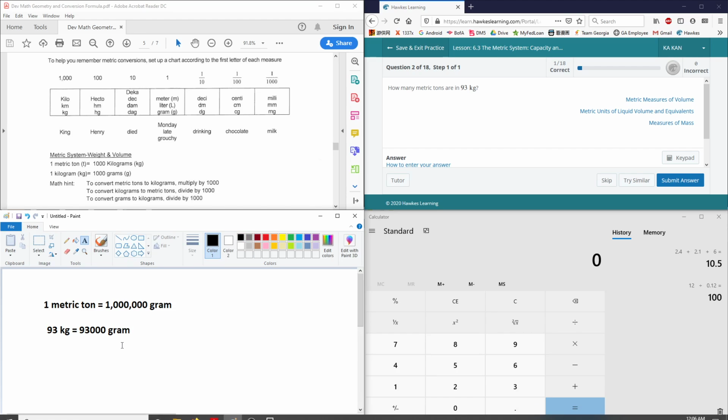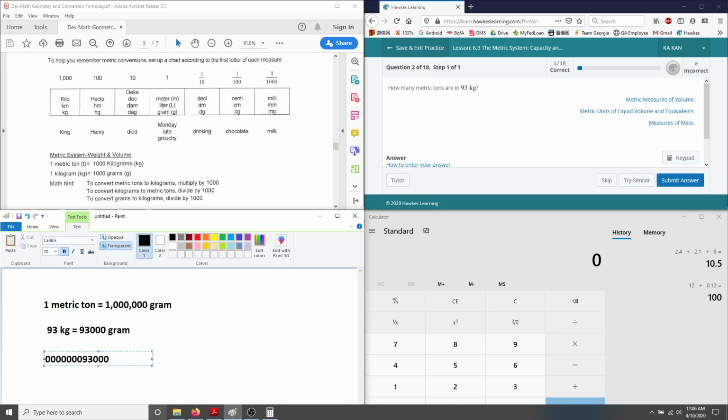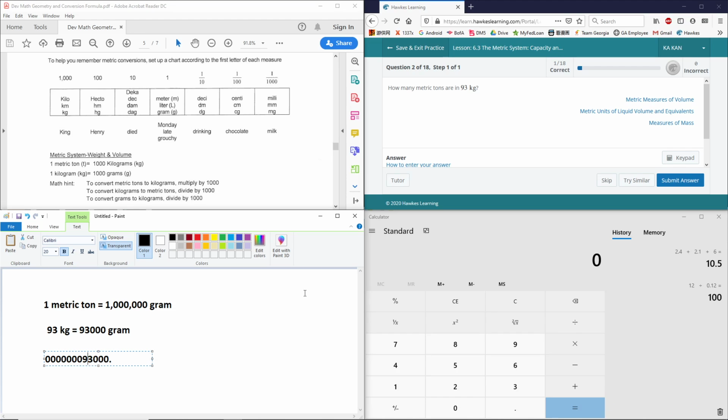Here's the easiest way. Since 1 million grams will give you 1 metric ton, that's 6 zeros. That means you're going to move to the left 6 times. Or you can divide by a million. So if you move this to the left 6 times, let me do this. It's almost like your decimal starts right here. Move to the left. 1, 2, 3, 4, 5, 6. Like this. Or you can just use a pencil. Move it 6 places to the left. I have 0.093.